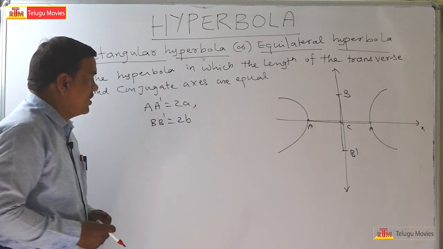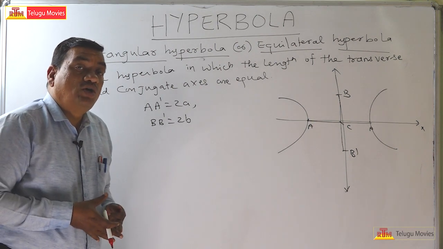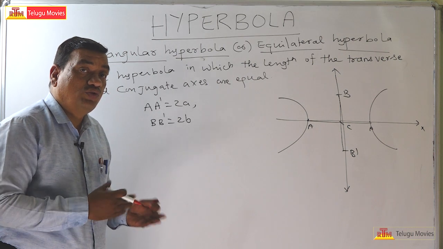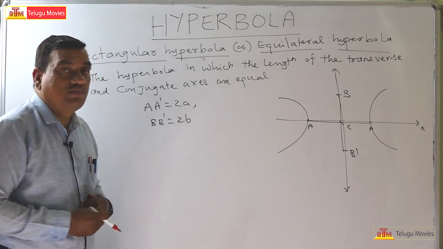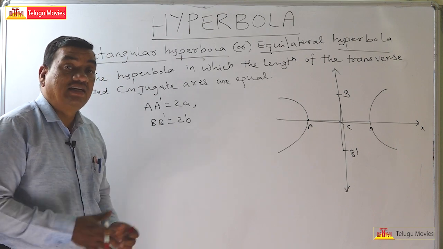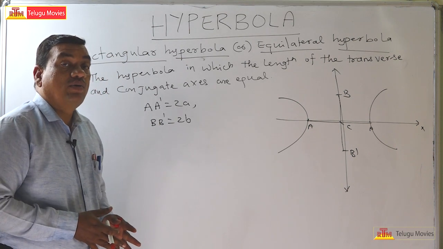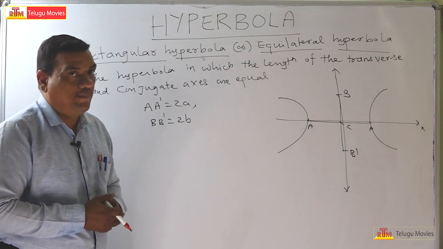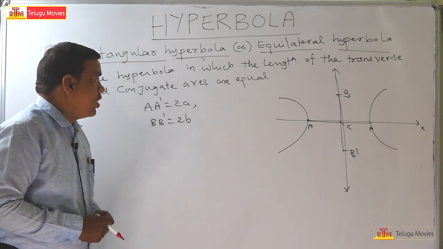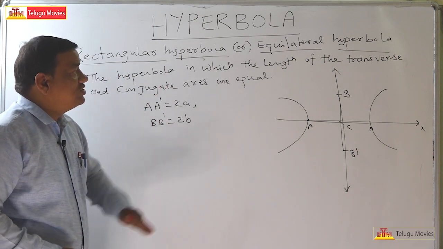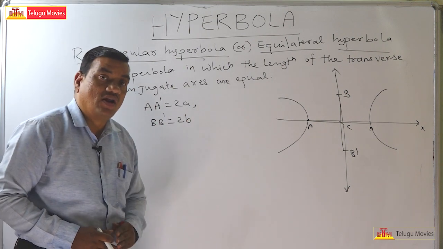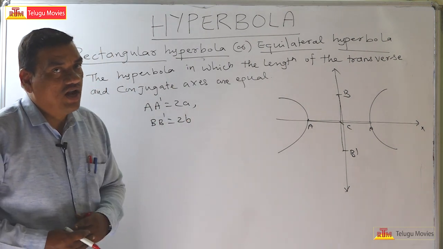We know that. Is there any possibility that A and B are equal, that is, the transverse axis and conjugate axis are both equal? Yes, it is possible. In that case, that type of hyperbola is called a rectangular hyperbola. Now let us see the definition: the hyperbola in which the lengths of the transverse and conjugate axes are equal is called the rectangular hyperbola.